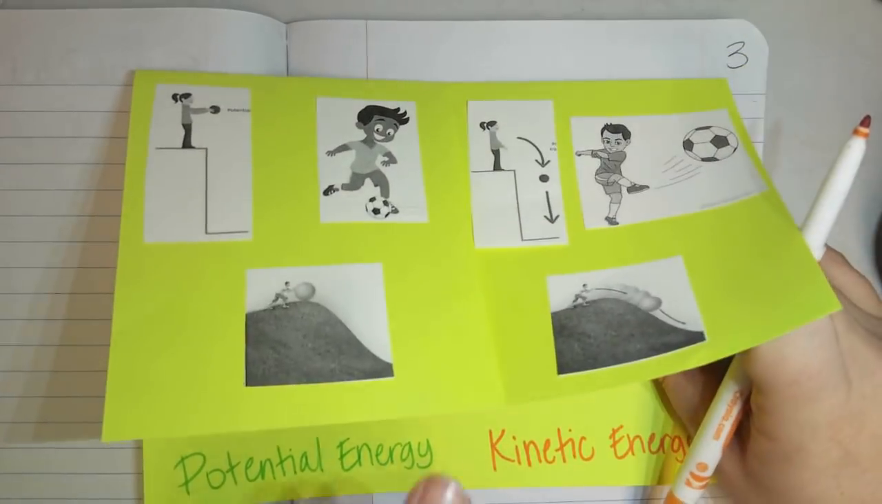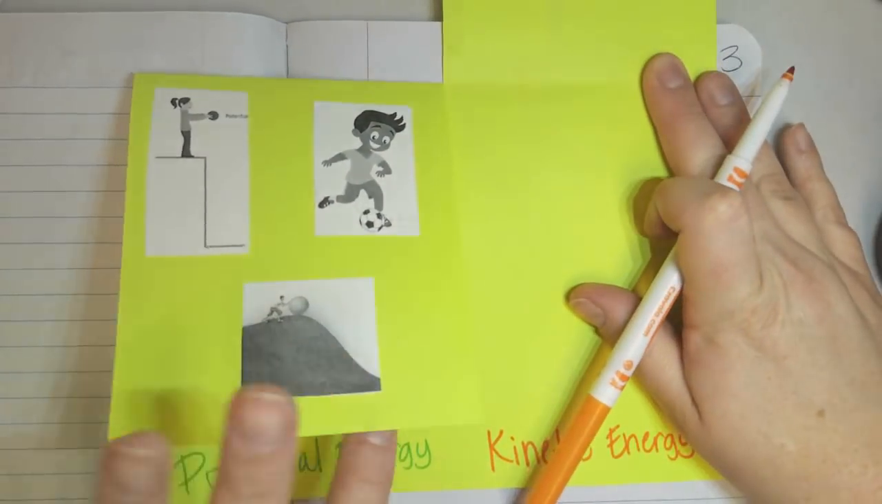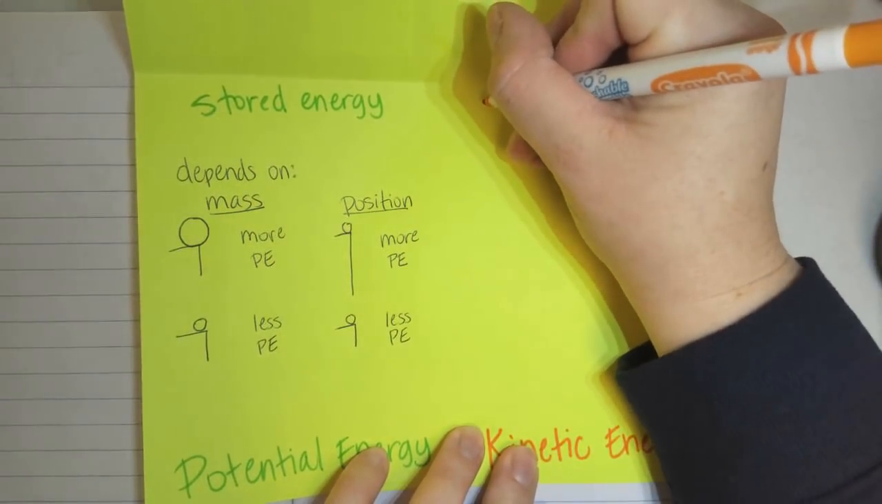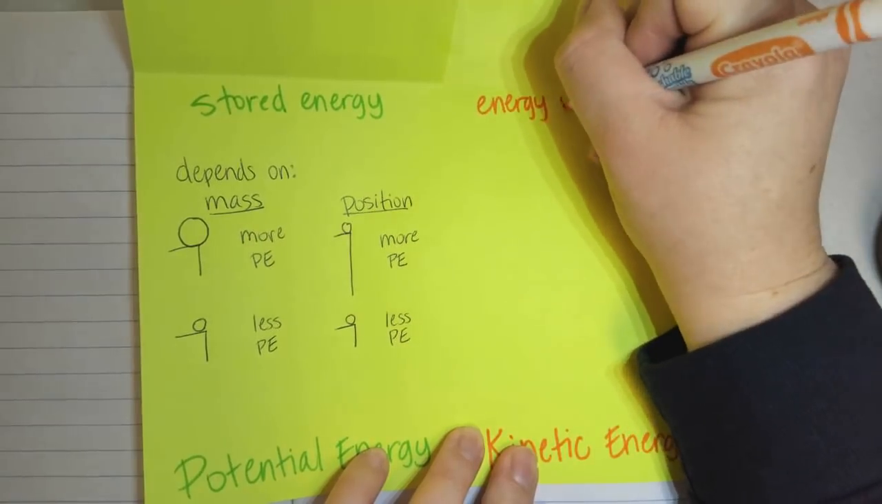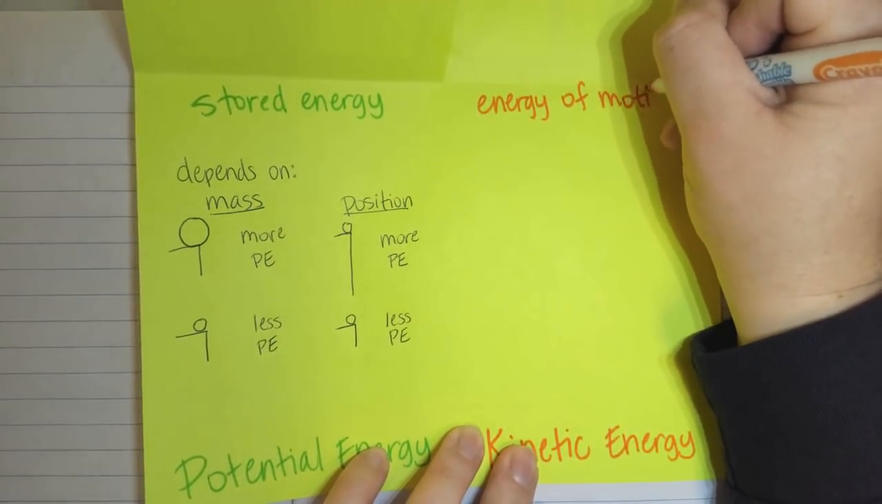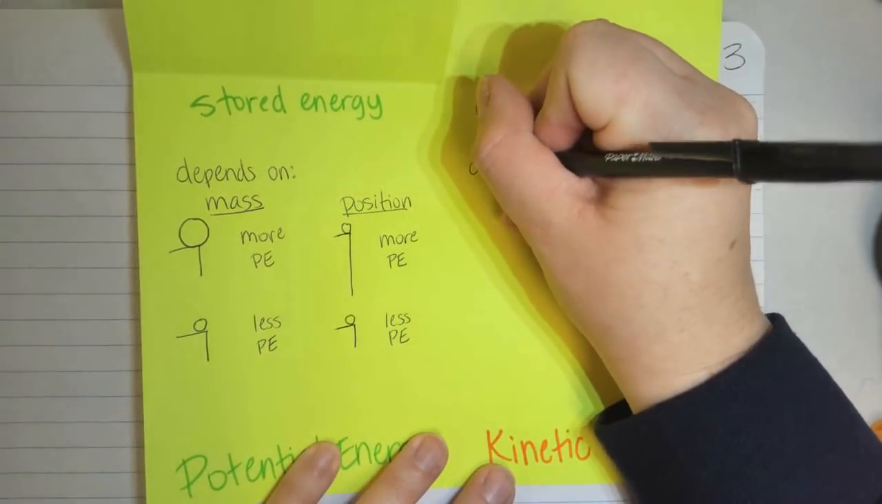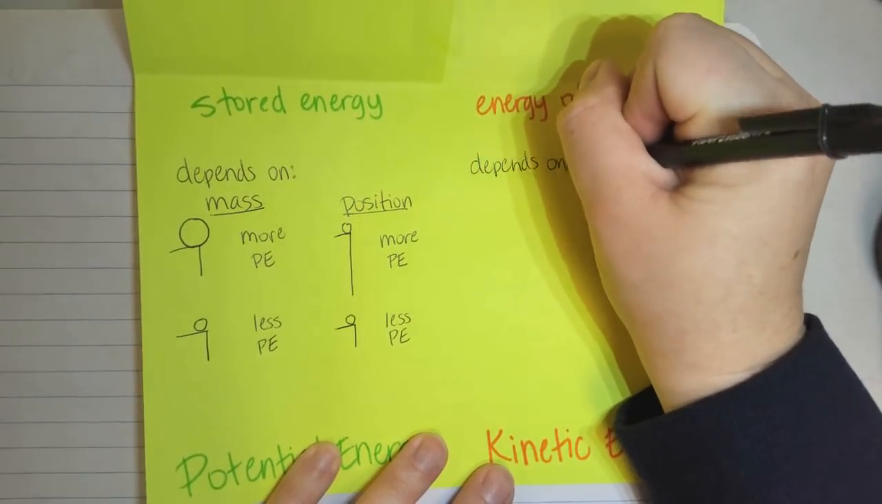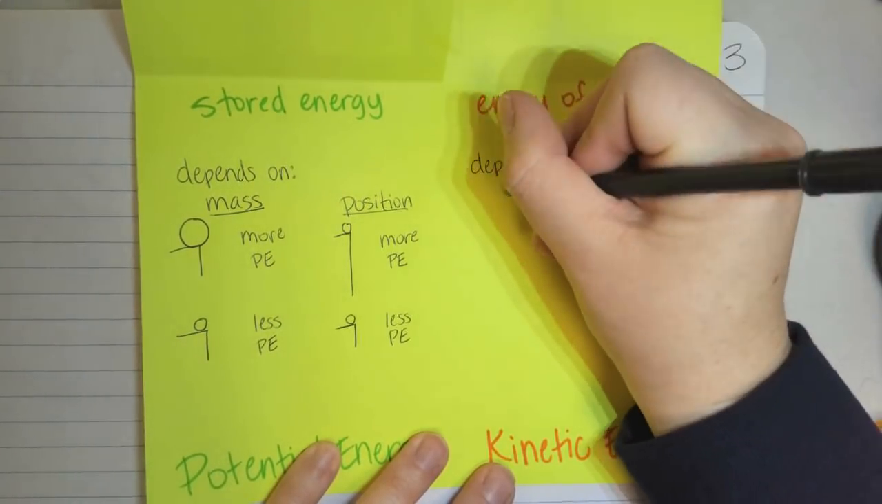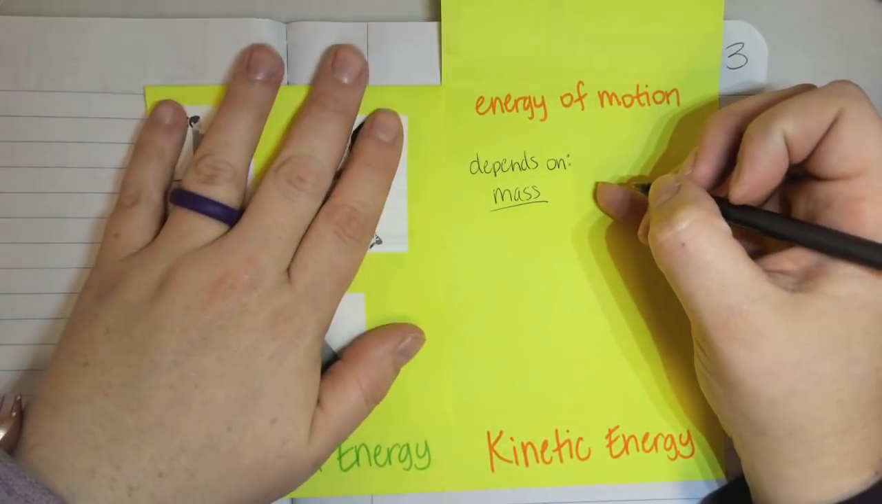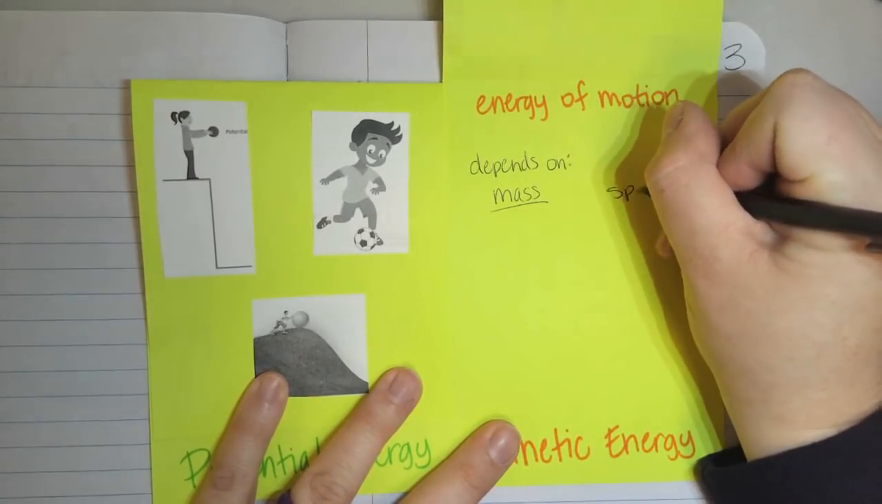I'm going to open that up, and on the inside, just right where we wrote that potential energy was stored energy, we're going to say that kinetic energy is energy of motion. Okay, it's the energy that an object has because it is moving or because it is in motion. And it also depends on two things. Okay, so we're going to say it also depends on mass. So we're going to write mass right here. And the other thing that it depends on is the object's speed.